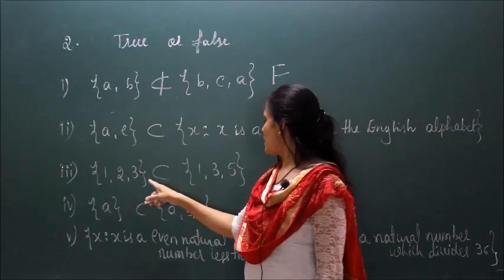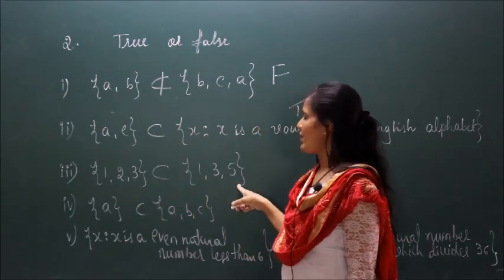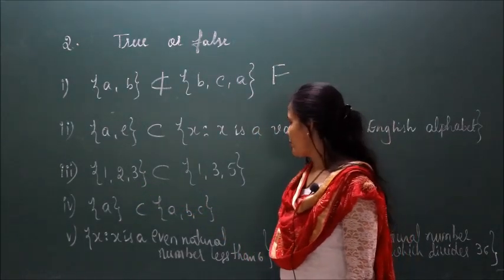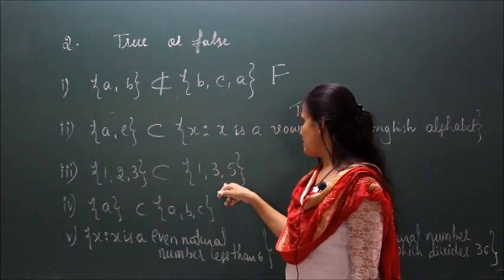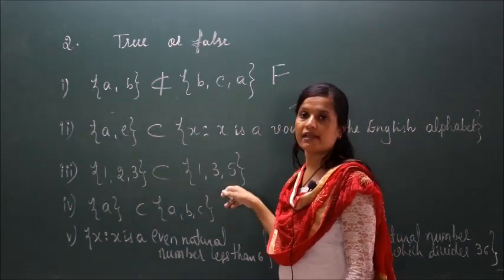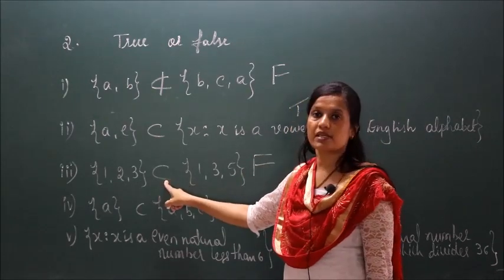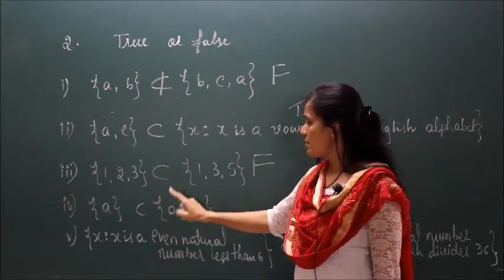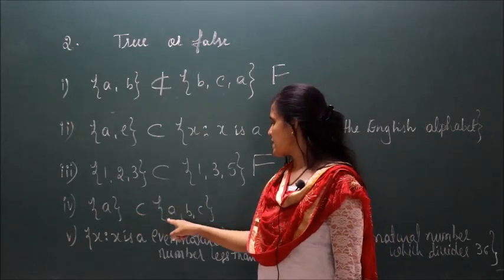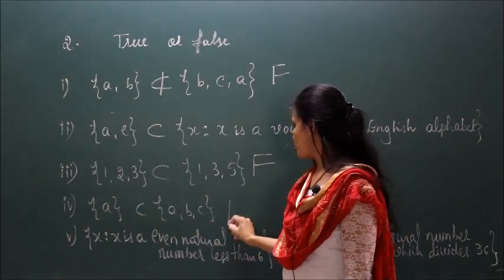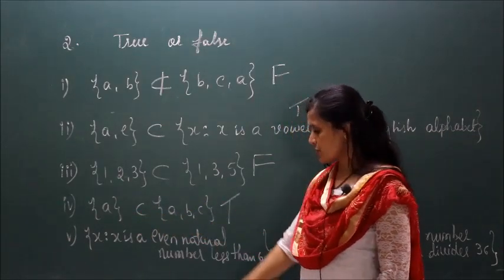{1, 2, 3} is the subset of {1, 3, 5}. No, because 1 and 3 are contained in this set, but 2 is not there in this set. So this is false. It's given that it is the subset. No, it is not the subset. The next one, {A} is the subset of {A, B, C}. Yes, it is true. Next question.